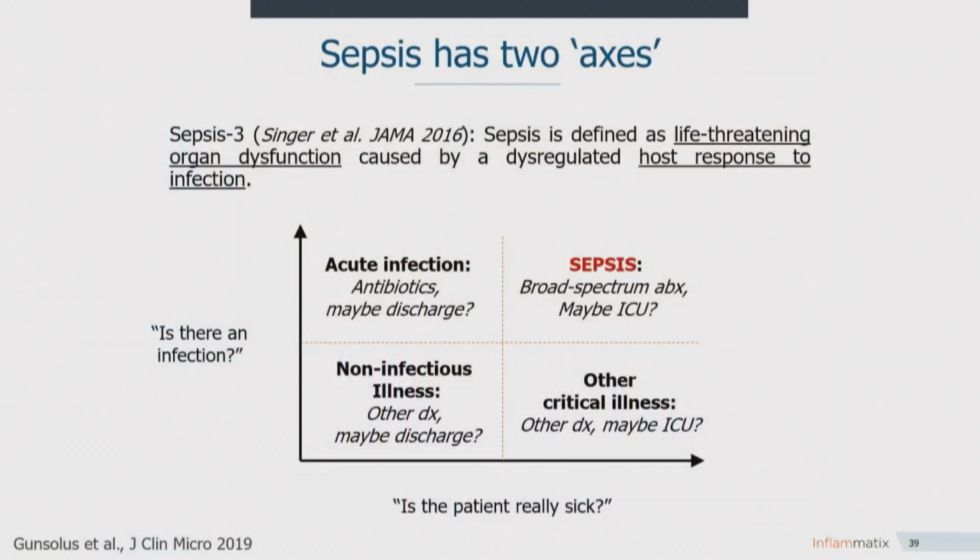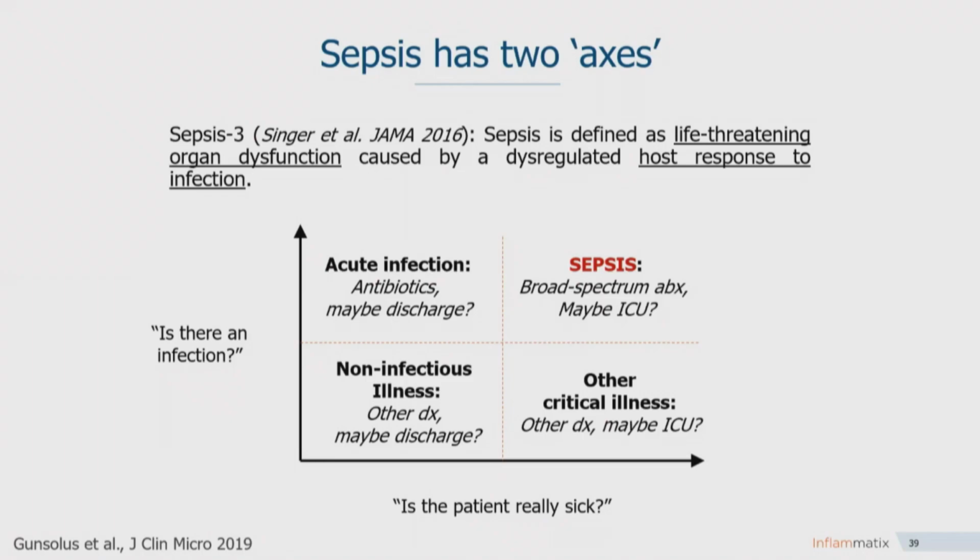So you've heard many times today the Sepsis-3 diagnosis: life-threatening organ dysfunction caused by dysregulated host response to infection. As a physician, I think this really breaks down into two axes, which is: is there an infection present, and is there life-threatening organ dysfunction present? How sick is the patient?